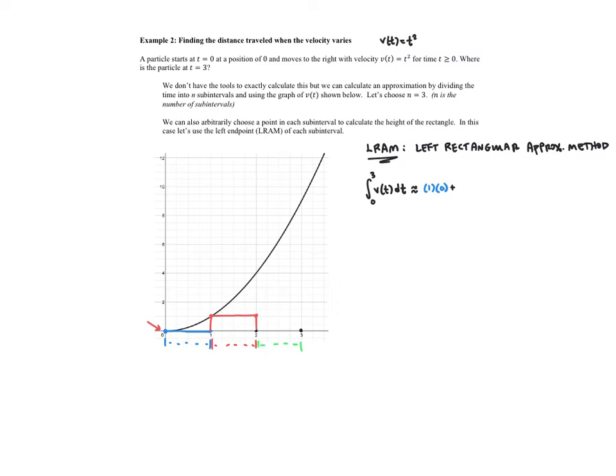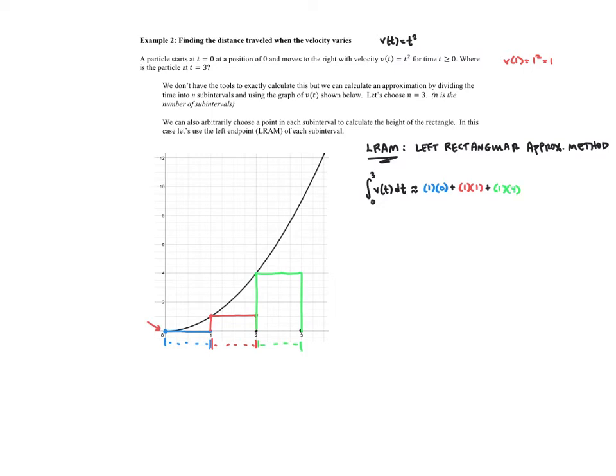I could find that very easily. v of 1 would be 1 squared, so that would be 1. That's going to be the height of that rectangle. Of course, this isn't to scale. The base length would be 1, which is the width of the interval from 1 to 2, and the height would be 1. Then the third interval, again the base is going to be 1. Take a guess at what the height will be. Pause the video if you want to. And the height, of course, will be 4.